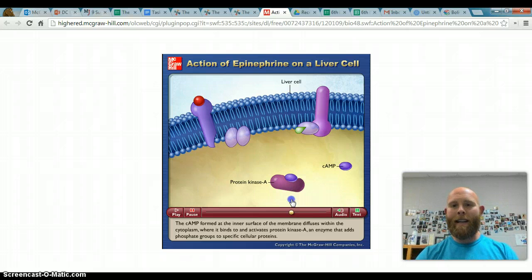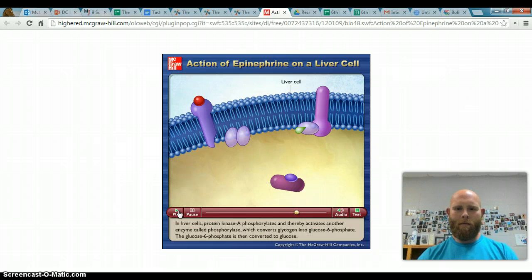And as it mentions, kinases are a group of enzymes that just add phosphates to things. They phosphorylate things. So watch this. Phosphate groups to specific cellular proteins. In liver cells, protein kinase A phosphorylates and thereby activates another enzyme called phosphorylase, which converts glycogen into glucose 6-phosphate.